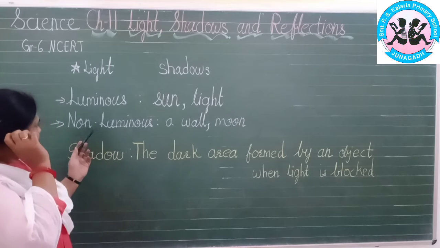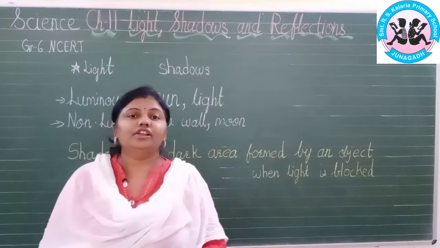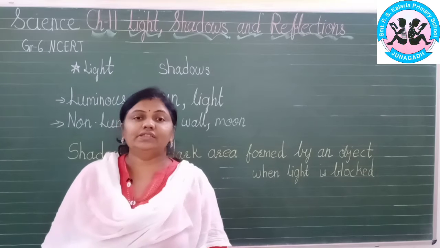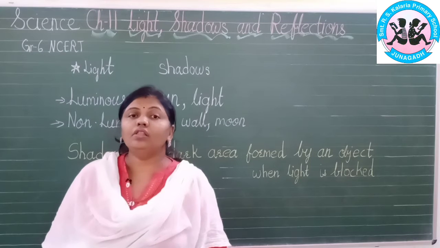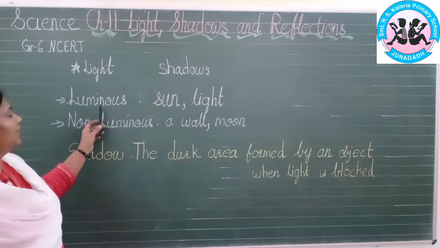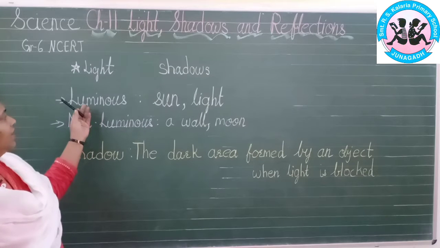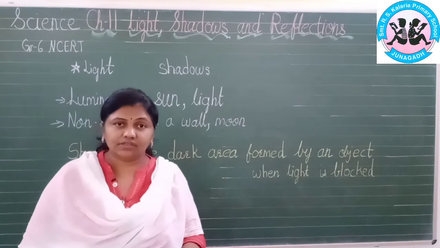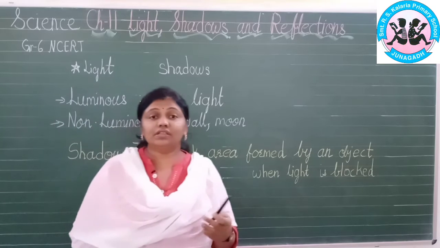Now luminous and non-luminous. Let us see what are luminous objects. Luminous objects means which emit their own light. As for example, sun, star, torch, yes, all these have their own light only. Such kind of objects are known as luminous objects. So I hope you are clear with the luminous. Its examples are sun, torchlight, even the stars, isn't it? So all these are having their own light. They emit their own light.